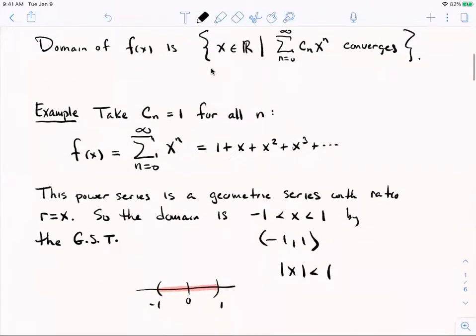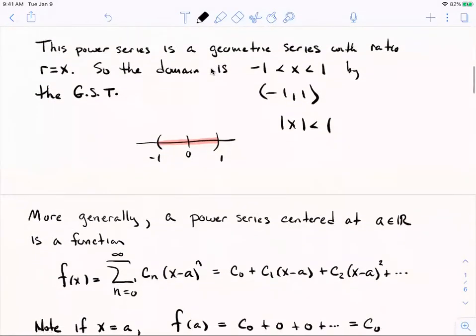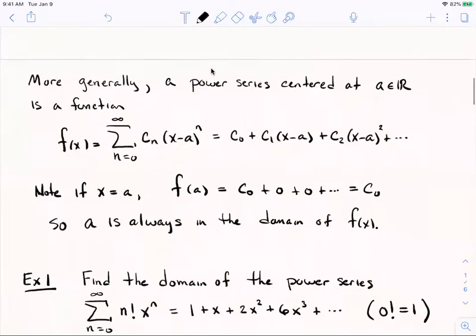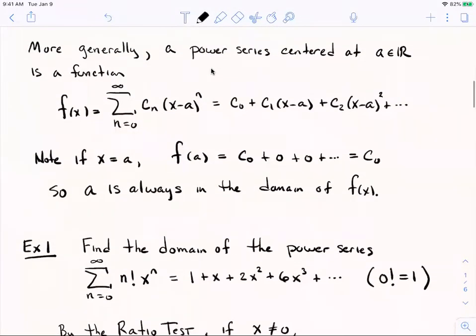Okay, let's look at a more general definition. What do I mean by a power series centered at a number a? Well, if I'm talking about a power series centered at a, it's the same thing. It's a polynomial expression with infinitely many terms.